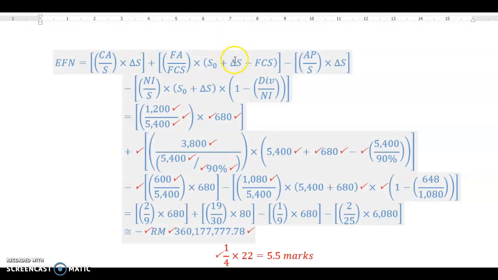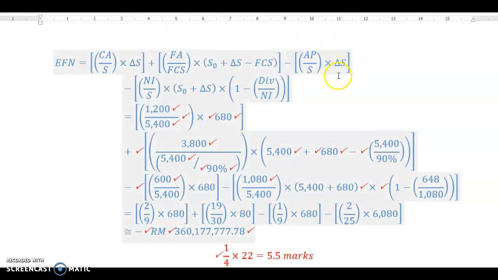minus full capacity sales. So this gives you the needed increase in fixed assets, or the change in sales that needs to be supported by a change in fixed assets. These first two components, when you add them, will give you the total financing needed.